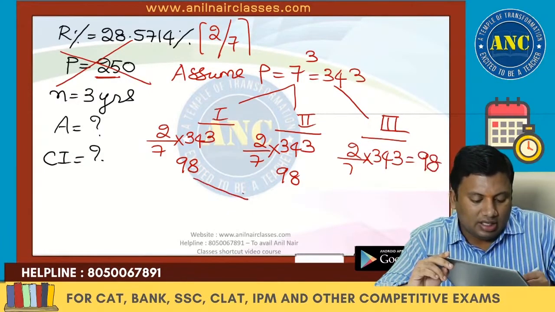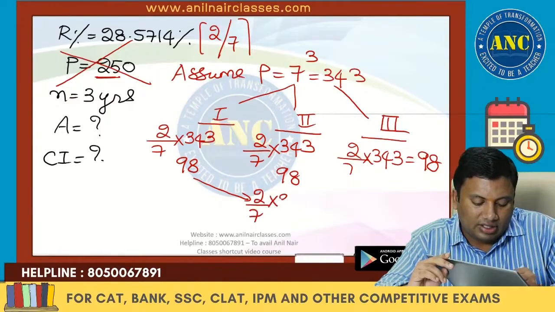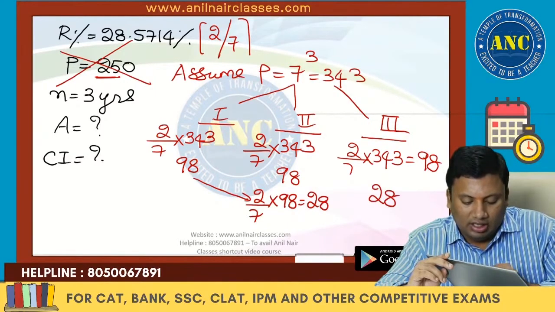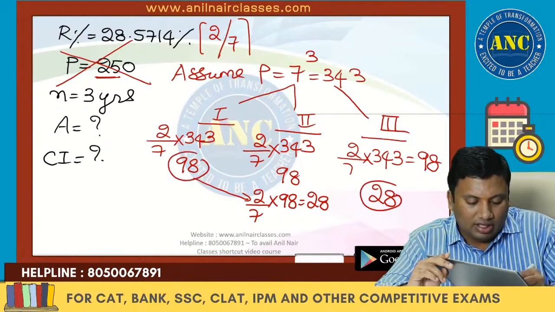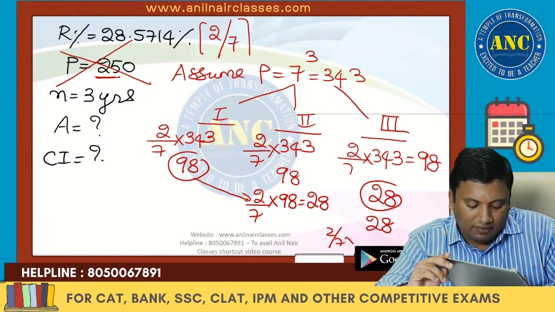Then there is interest on interest. 2 by 7 of 98, which is 28. Here also it is 28. This is the interest on this. This interest, it is 28. 2 by 7 of 28 is 8.